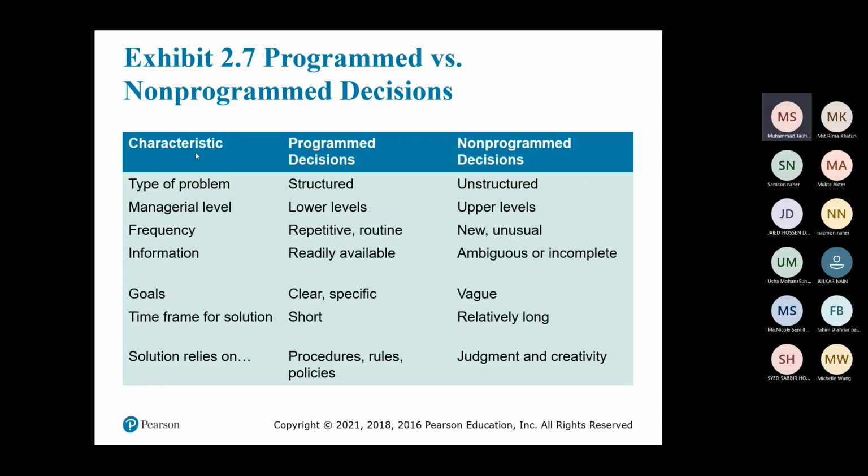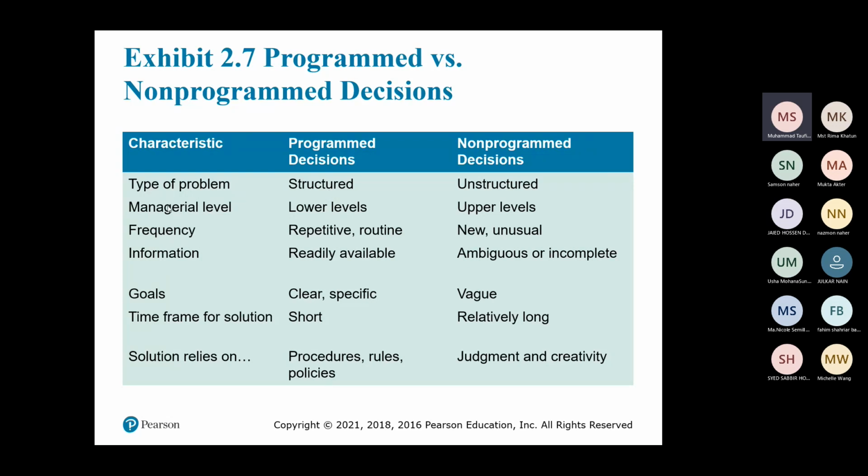So this is the comparison between program decision and non-program decision. You can look here. Program decision is very structured; you already know what to do. Non-program decision is unstructured, which means it is a new problem. You have not faced this problem yet, so you don't know what you have to do. It is a very unstructured situation.